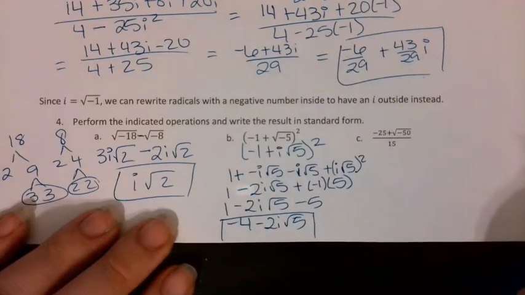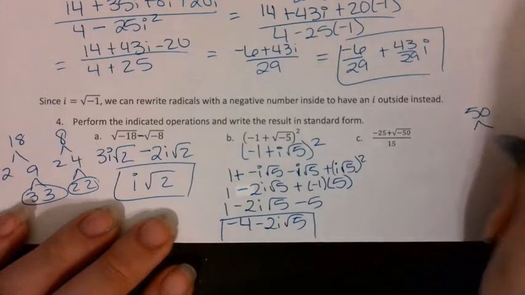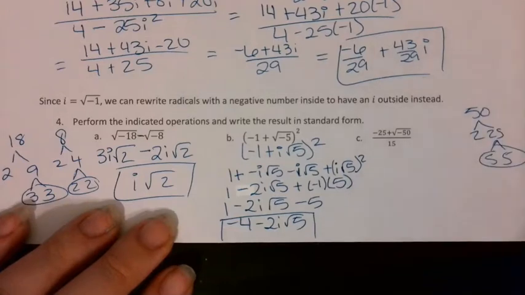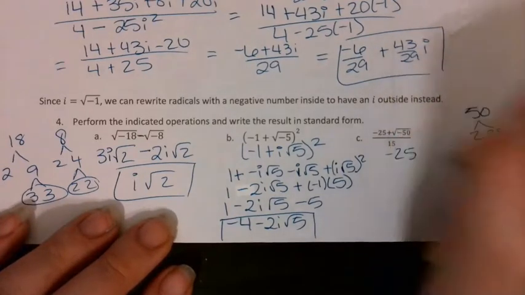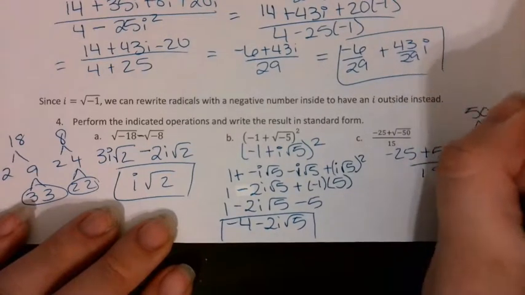Okay, over here on C, I want to factor tree 50. I have 2 and 25, 5 and 5. So 5 is going to be the number that goes outside. I have negative 25 plus 5i square root of 2 over 15.